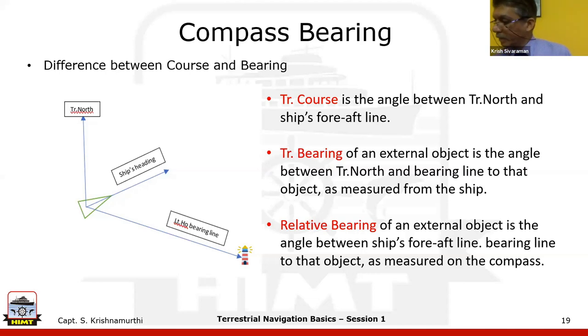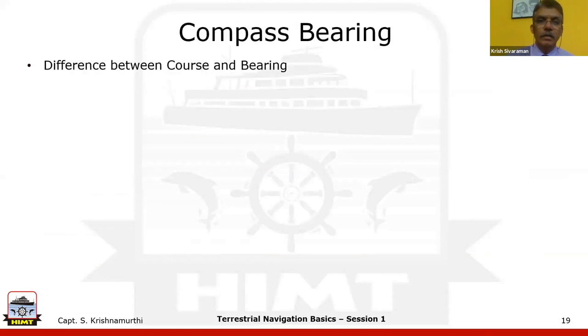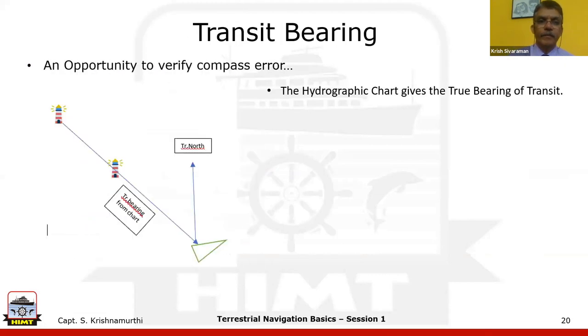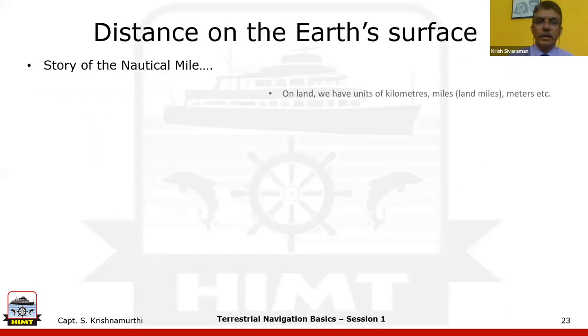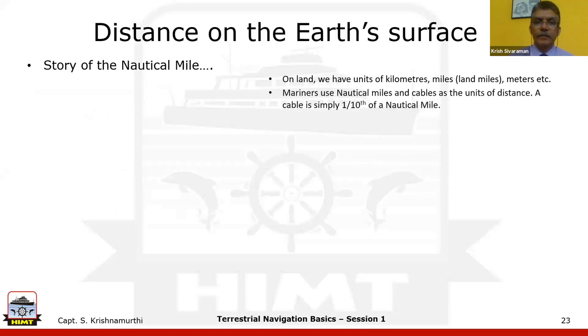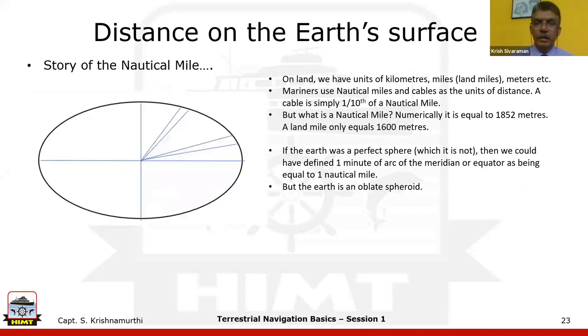Excuse me, sir. Yes, ma'am. Can you explain the story of the nautical mile? Okay. All right. Now, this diagram, I mean, this is an exaggerated spheroid. The difference of equatorial and polar diameter is not so much. But for the sake of understanding it, I have exaggerated it a bit.